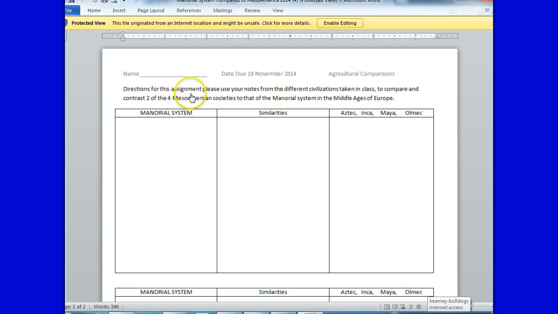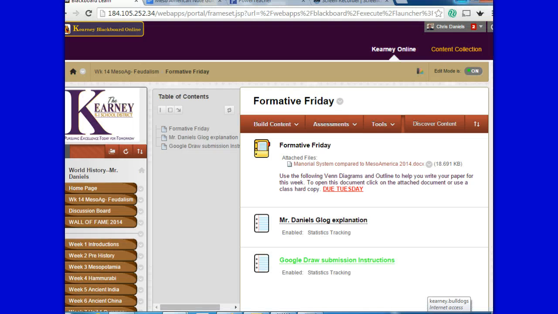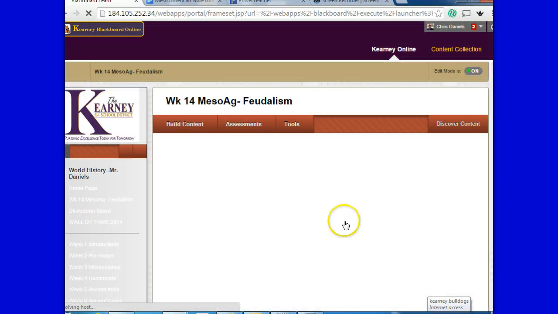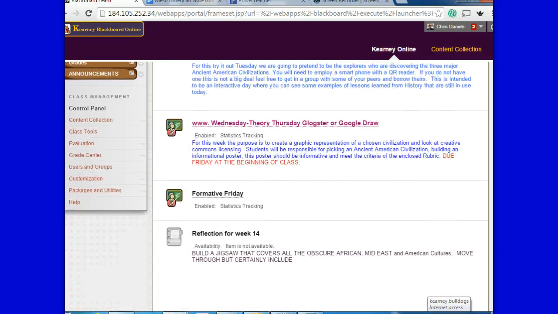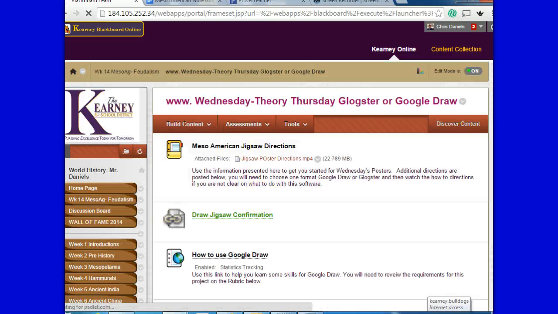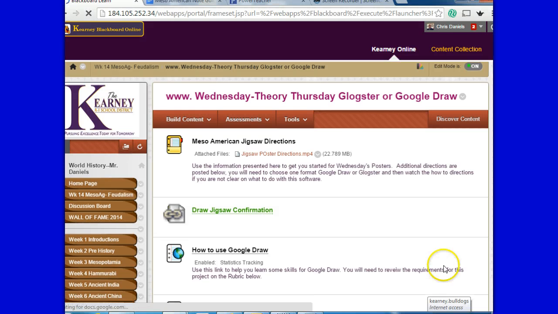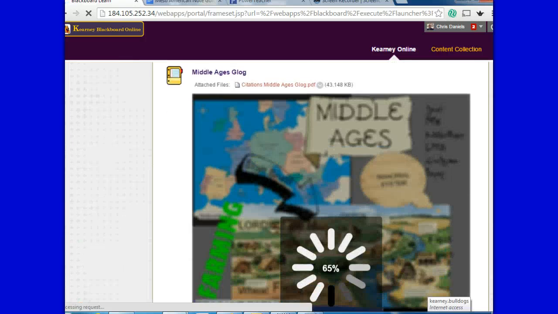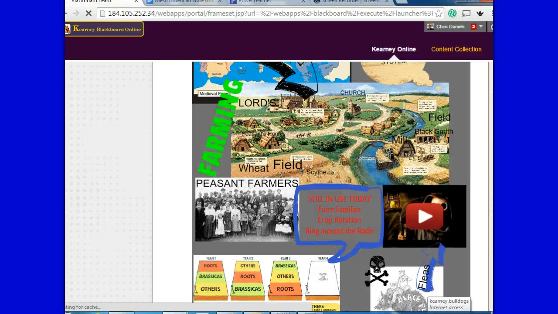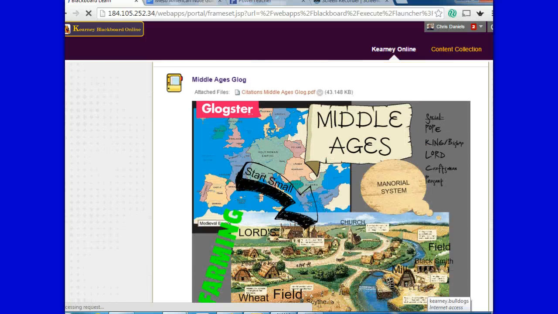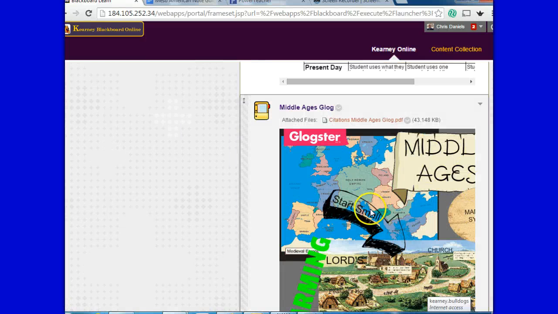On the left-hand side, you're going to talk about the manorial system. If we minimize this, you can see the manorial system in Mr. Daniels' log on Wednesday. You're going to come all the way down here. I know these are crowded today. I'll try and avoid that in the future. Come on down. Here's the log itself. So you're going to look at Mr. Daniels' poster, and you're going to talk about what the manorial system looks like as it loads up. You can see it here: street view, satellite view, social structure, all kinds of things.